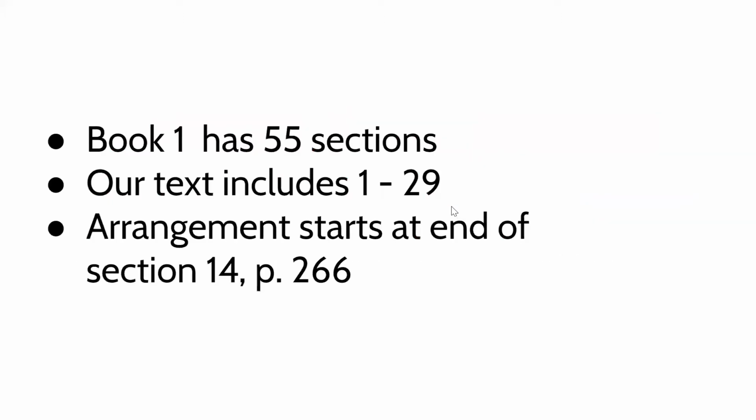So I had to read book 1. It has 55 sections in it. Our text only includes 1 through 29, and arrangement starts at the end of section 14 on page 266. So you might want to look at this while we're talking. The text actually only goes through the beginning of arrangement, and there are a few sections from 29 to 55 that cover the rest of arrangement.